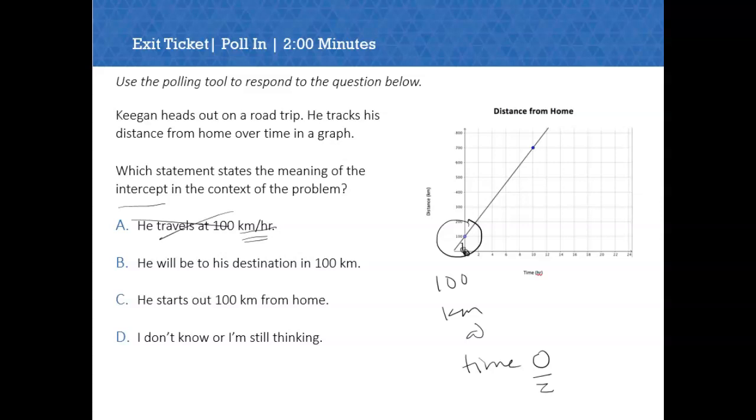He will be to his destination in 100 kilometers. That really doesn't make sense in the context of the problem. He starts out 100 kilometers from home. That makes sense. The title, distance from home. He starts at 100 kilometers from home. At 10 hours, he's 700 kilometers from home. So that's how we read these.